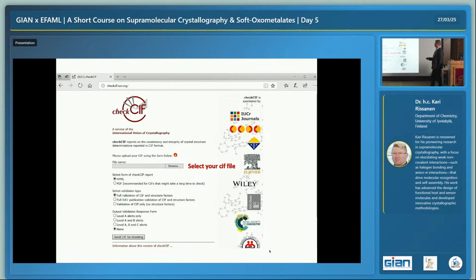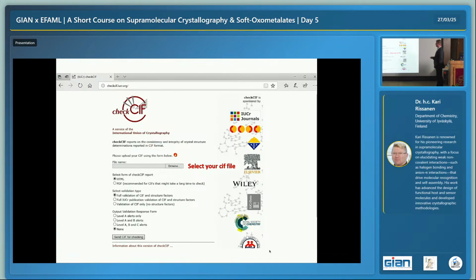So the idea now, checkCIF reports on the consistency and integrity of crystal structure determinations reported in the CIF format. It checks that its format is correct, but if it's a total cheat, it cannot see this because it doesn't know what the real structure is. But it can see if there is something missing, if some parameters are not correct. If the person, for example, has edited the file and added incorrect information, either on purpose or without the purpose, this check will tell this. And it prints out the report.